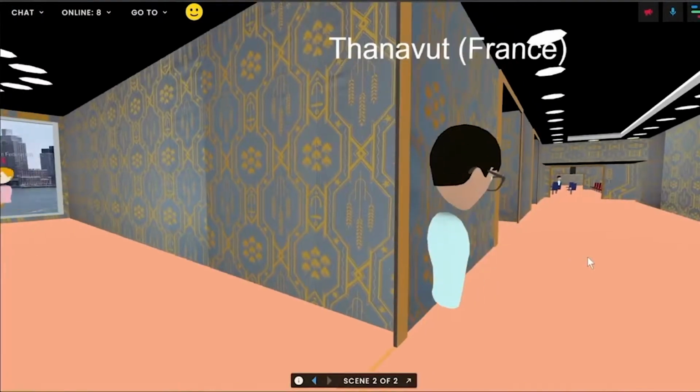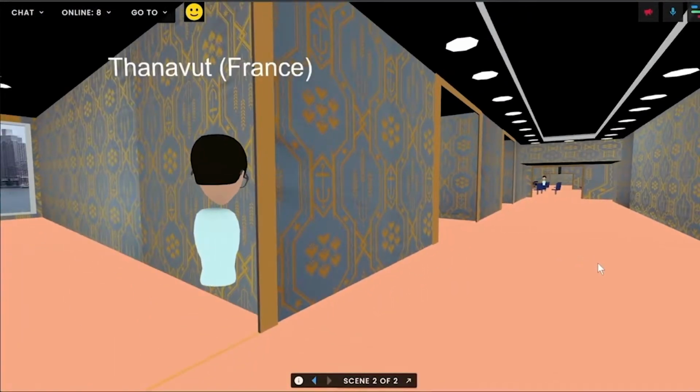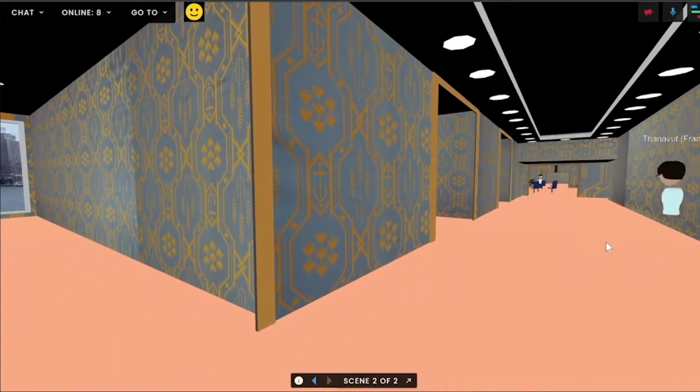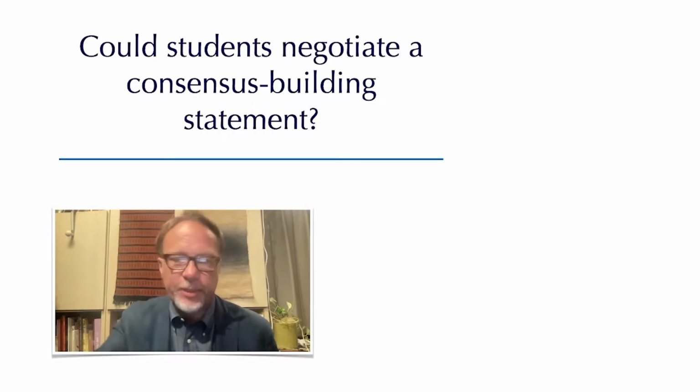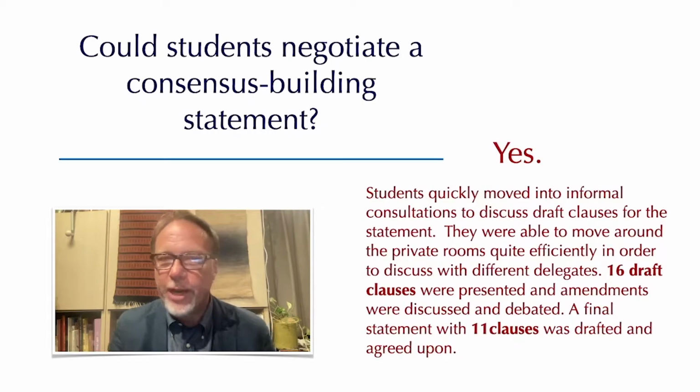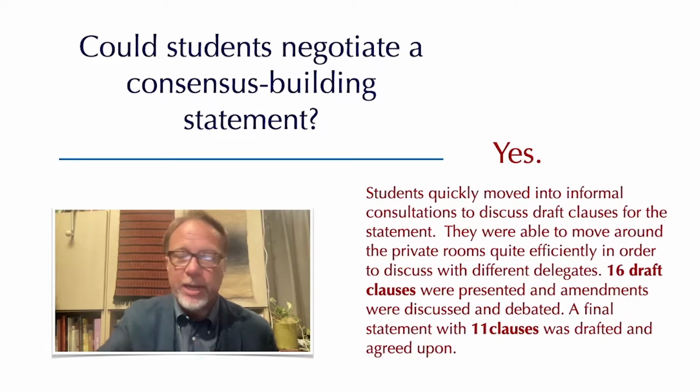So we were concerned about the long travel distance between our countries and Afghanistan. So, could students negotiate a consensus-building statement? Well, yes, they quickly went about moving around the chambers into the public spaces, as also the private meeting rooms. They proposed 16 draft clauses to the statement, and through negotiating with each other, they were able to whittle that down to 11 clauses, which were drafted and then agreed upon later on.